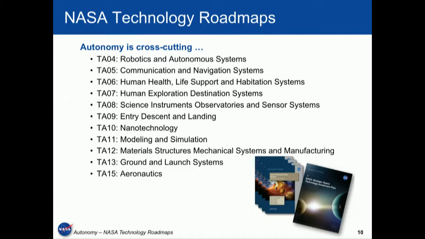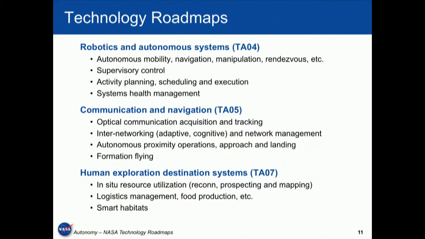One of those things is autonomy, and autonomy clearly cuts across all of these roadmaps you see listed here, everything from robotics to communications to entry, descent, and landing, modeling, simulation. Across the board, there are a lot of different areas where autonomy shows up. In particular, if you dive down here, you can see that in some of the roadmaps, there are some very obvious things. For example, robotics clearly is a place that's really ripe for making systems more independent, more self-reliant. But there are also other areas where maybe you didn't realize there could be a huge benefit for adding autonomy. In terms of communication and navigation, for example, looking at autonomous proximity operations, or perhaps looking over at human exploration destination systems and trying to make habitats smarter.